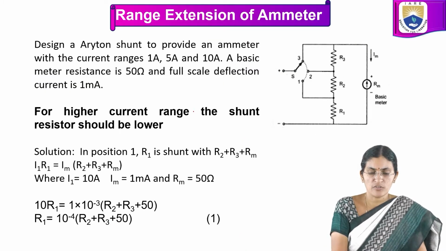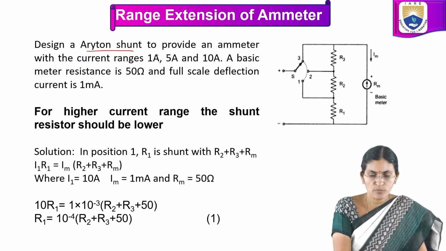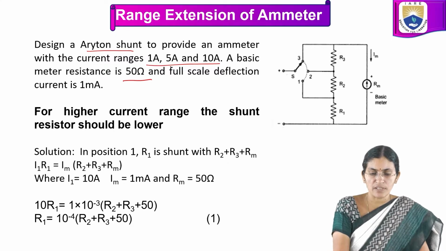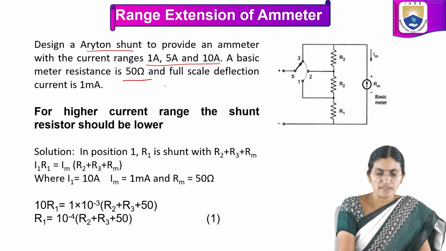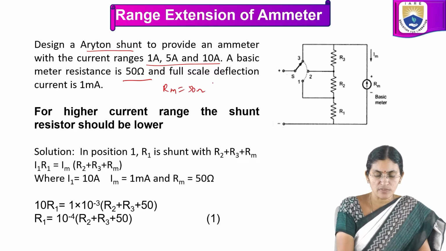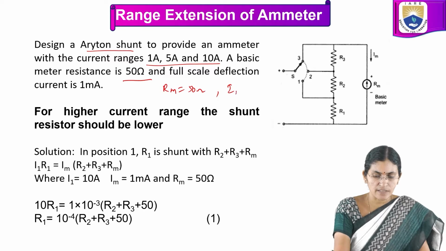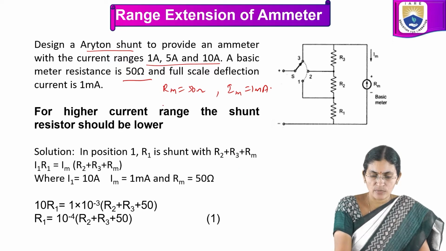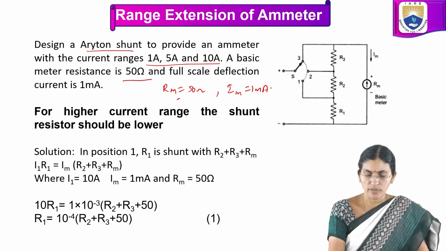Now we'll see one problem based on the Ayrton shunt. Design an Ayrton shunt to provide an ammeter with the current ranges 1 ampere, 5 amperes and 10 amperes. A basic meter resistance is 50 ohms and full scale deflection current is 1 milliampere. So this is the diagram. Here we need to extend the range to three different values, 1 ampere, 5 amperes and 10 amperes. Meter resistance is given as Rm is equal to 50 ohms and full scale deflection current Im is equal to 1 milliampere. For this we need to find the shunt resistances. This is the circuit diagram.